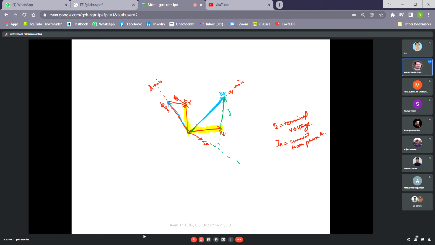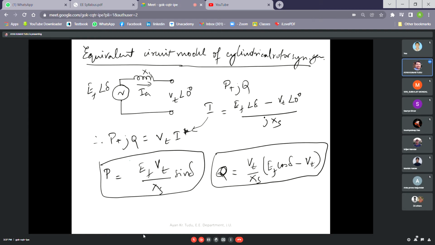This is how much then? This should be j into Ia into Xs. Because of the quadrature, this j term is coming, correct? So this is Vt and Xs, Vt plus j into I into Xs. So Ef angle delta should be equal to Vt plus j into I into Xs. কি তাই হওয়া উচিত তো? Yes, Ef angle delta is Vt plus jIXs, okay? So we are drawing this one in our equivalent circuit here. Understood? Okay, this is what we are getting.